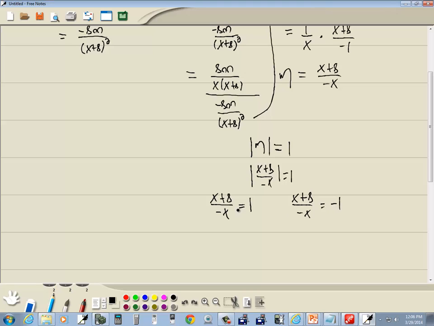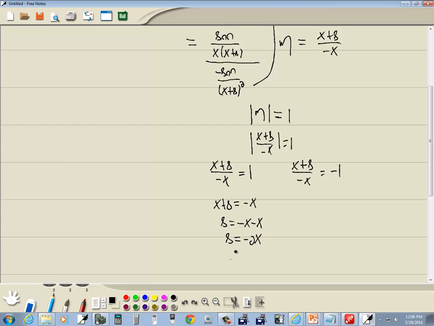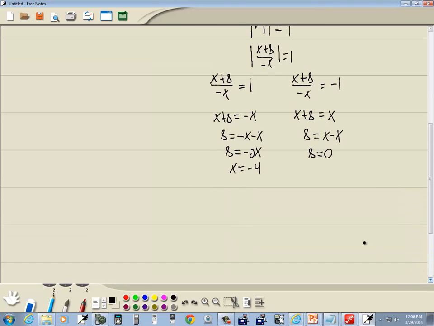Now, in my first equation here, I multiply both sides by negative x, and we get x plus 8 is equal to negative x. Take that x over, and we get negative x minus x. 8 is equal to negative 2x, or x is equal to negative 4. Now in this one, I multiply both sides by negative x, and we get x plus 8, and negative 1 times negative x is a positive x. Take the x over, and we end up with 8 is equal to 0, which drops away because we don't have an x. So this is our x value where it changes, which doesn't make any sense, does it?